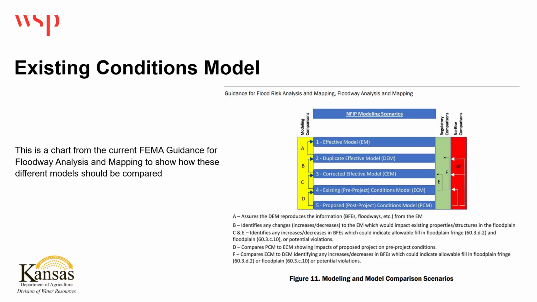The corrective effective model is created to fix any technical issues or update software versions, and this is compared back to the duplicate effective model to see how big those changes are. And then we create the existing conditions model, which shows any changes that have been made to the floodplain since the effective model was created. And this is compared back to the duplicate effective model to see if there's any unpermitted changes that have occurred in the floodplain.